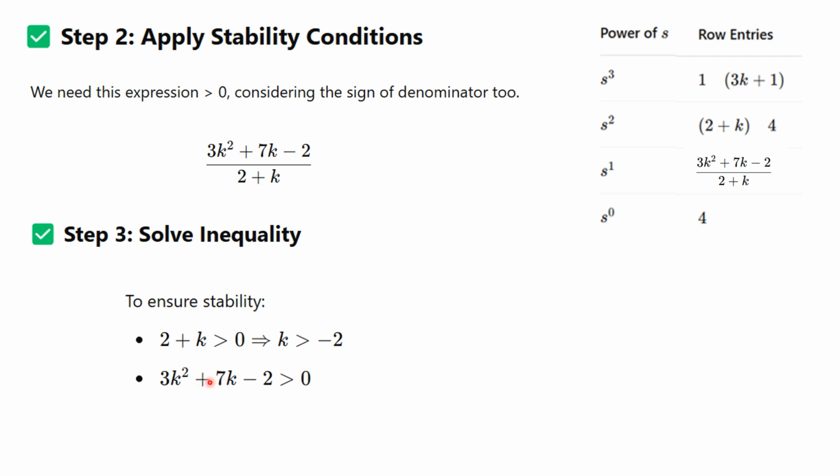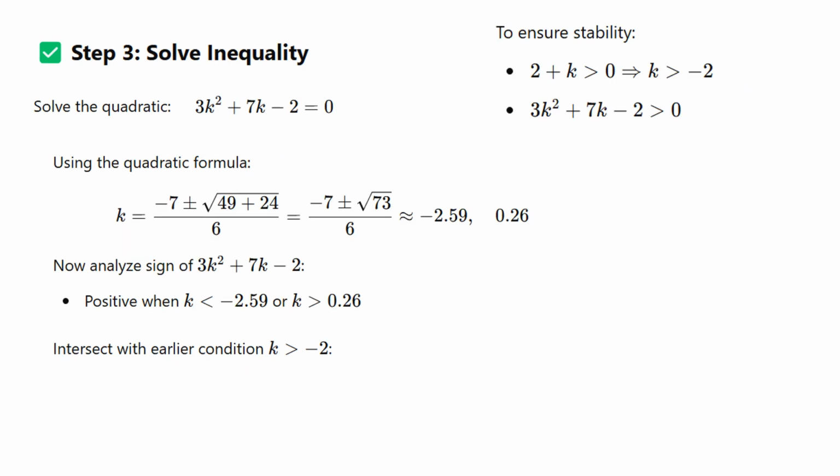So here this is a quadratic, so we can use the quadratic equation on that. So we plug this in the quadratic equation, we get two roots: minus 2.59 and 0.26. So here, it's positive when k is less than minus 2.59 or k is greater than 0.26. We have the earlier condition that k had to be greater than minus 2. So we have to take all these into account.